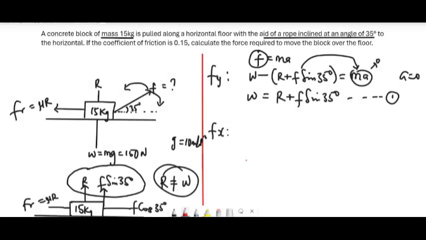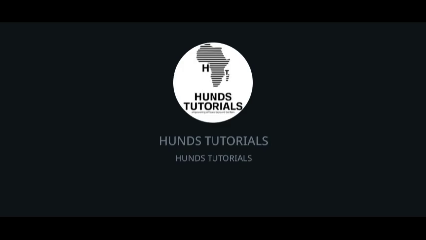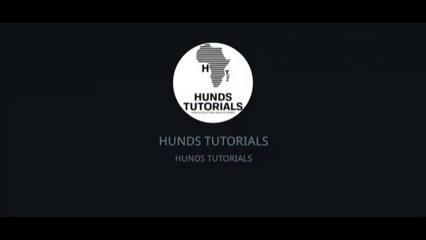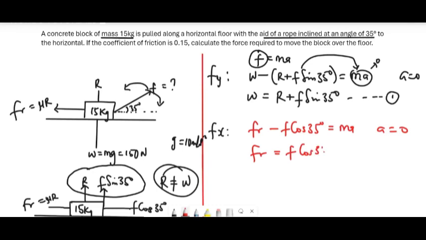So for Fx, I have Fr minus F cos 35 degrees, everything to be equal to ma, according to F equals ma, right? The whole of this is my net force. So the body is not accelerating on this axis too. The acceleration is not given, so we're not told the body is accelerating. Hence, acceleration is equal to 0. So we have Fr equals F cos 35 degrees, because the net force is going to tend to 0. This is my equation 2.